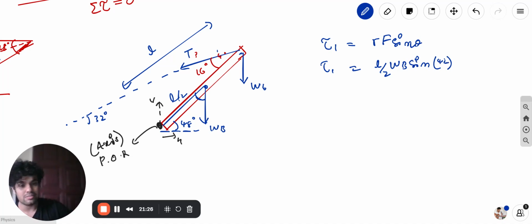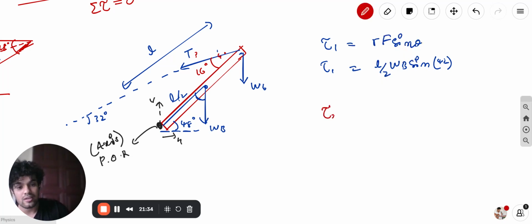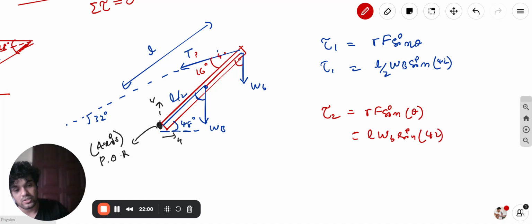No confusions. It's very simple. Now, the next torque, torque 2. This is the torque created by the wrecking ball. So here we have, again, RF sine theta. R is equal to L, the entirety of the length. F is equal to the weight of the wrecking ball. Same angle. See, this is the L, right? So this will be sine 42 again. Okay. So that's our torque 2.